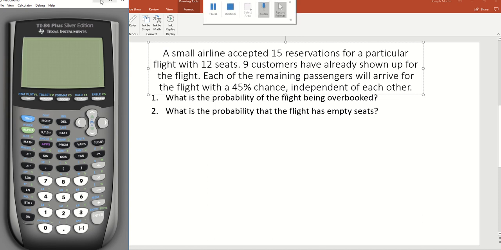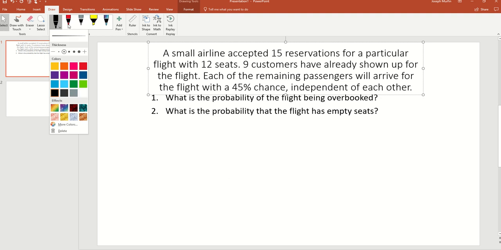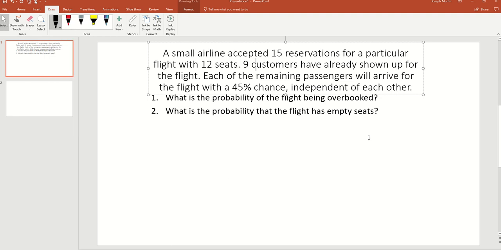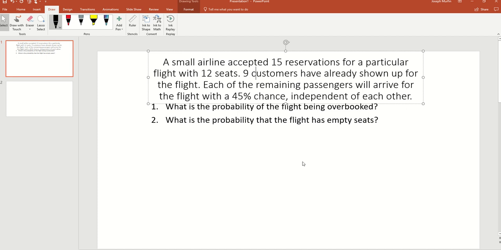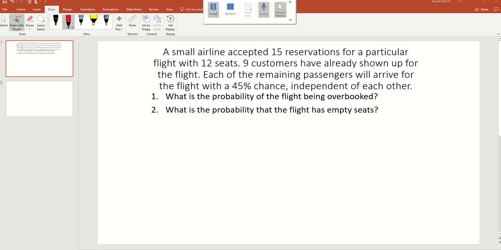So if you think about this problem, if the flight is going to be overbooked, that means that we need to think about what is the probability that more than 3 more customers show up, because we already have 9 customers who have come on. So as long as we get up to 12, the flight won't be overbooked. But if we get past 12, we are going to have an overbooking. So there's 3 more customers who could possibly show up. If we get to that fourth passenger, then that means that we're going to be overbooked.